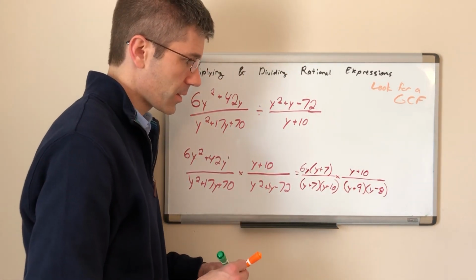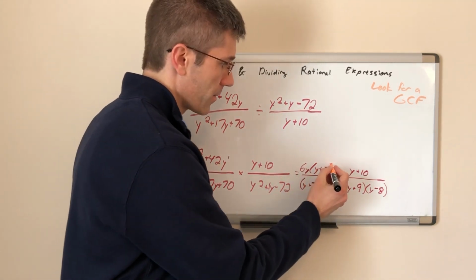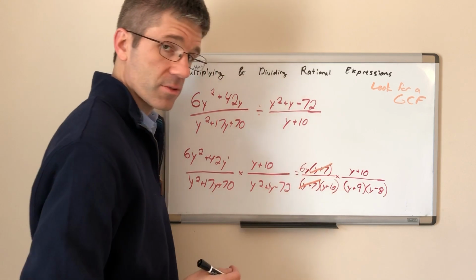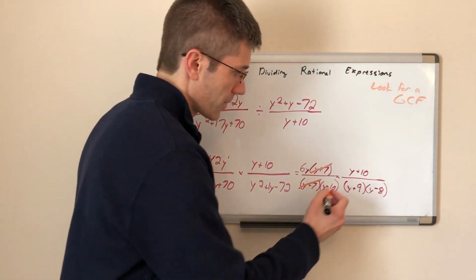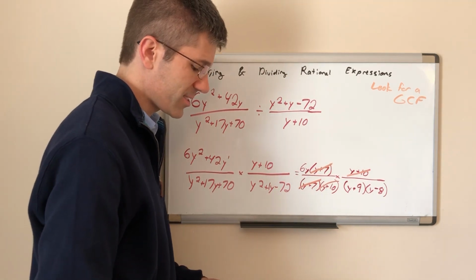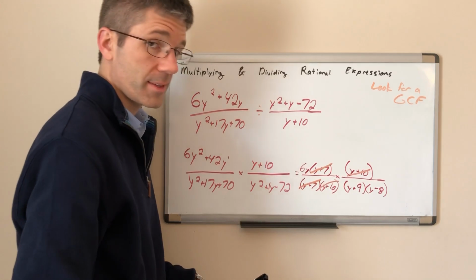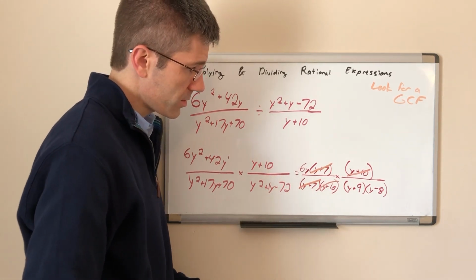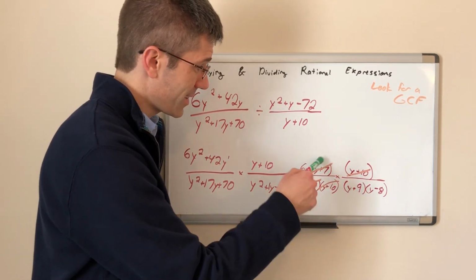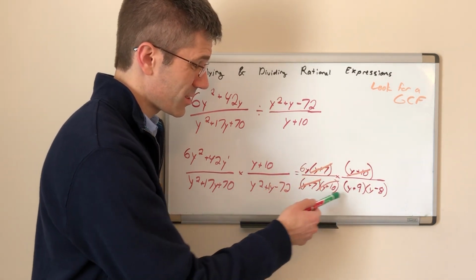And then we grab the orange marker and we cancel. Let's do it. Those have canceled. Yay. Those have canceled. Now I can cancel that entire thing because technically it's like y plus 10 all in parentheses. Yay. What else cancels? Well, y plus 9, not up here. y minus 8, not up here. 6, nothing goes into 6 down here.